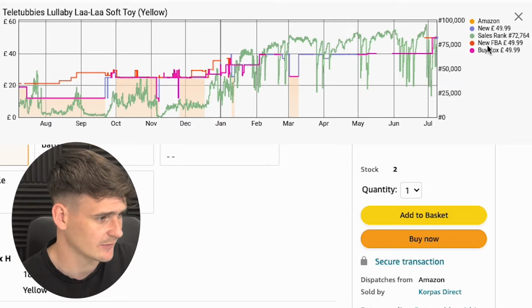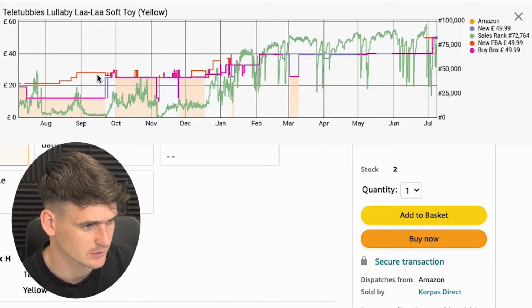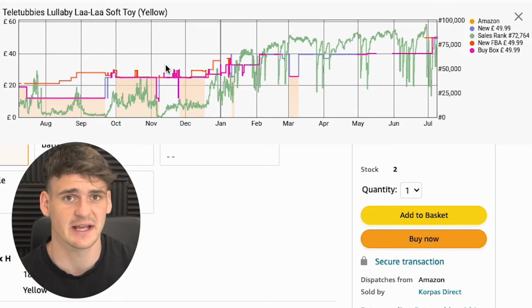And then the next line we have is this also orange line. It's a slightly darker orange than the Amazon one, and this is for new FBA sellers. You can see this one just here. You can see the cheapest FBA seller on this listing.